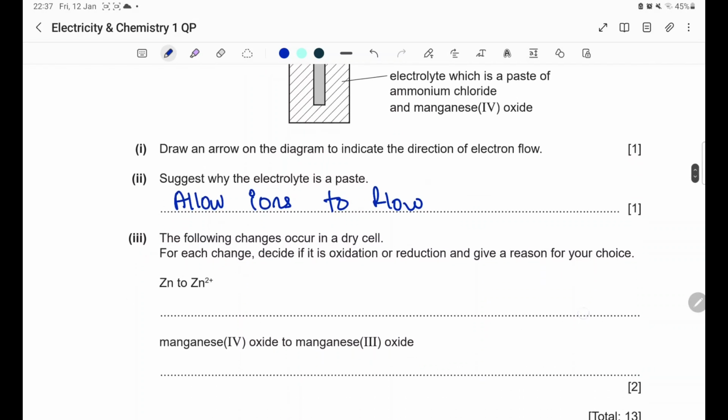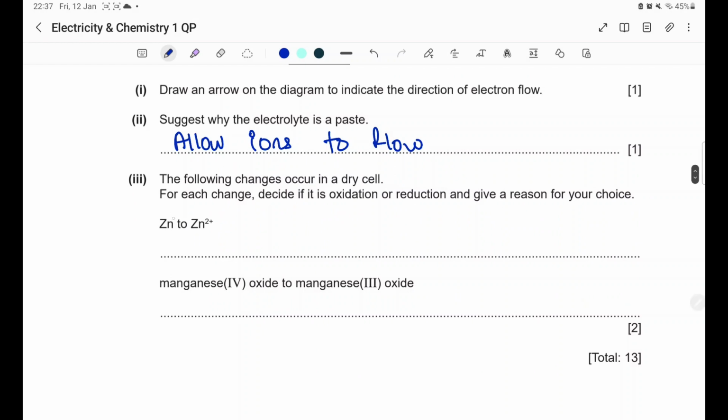The following changes occur in a dry cell. For each change, decide if it is oxidation or reduction and give the reason for your choice. So Zn is becoming Zn2+, which means that 2 electrons were lost. 2+ means 2 electrons were lost.